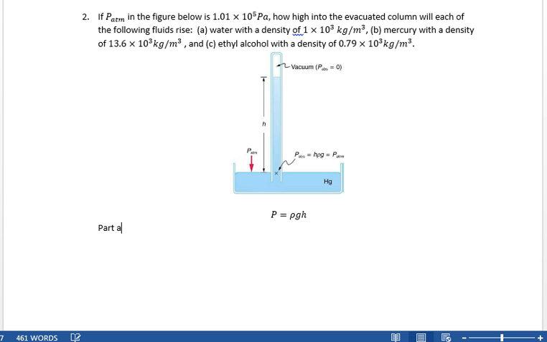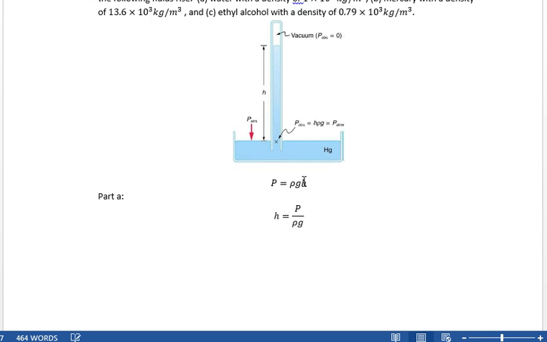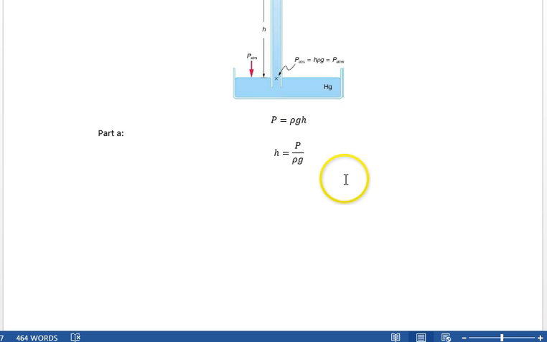So let's go with part A. The question is, how high into the evacuated column will each of the following fluids rise? So how high will water go? If we solve for height, right? Height is pressure divided by density and gravity, so the acceleration of gravity. All right? Height is P over rho G. So what is this for water?